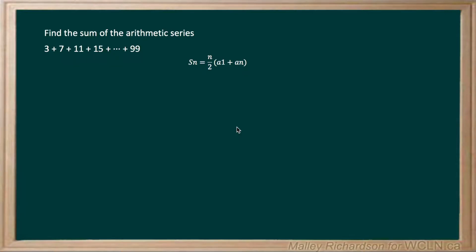In this example, we also want to find the sum of the arithmetic series listed below. To find the sum, we're going to use our formula S of n equals n divided by 2, all multiplied by a1 plus a of n. Because we want to find the sum of the series, that means we will be solving for S of n. So we need to know n, a of 1, and a of n to solve for the sum.